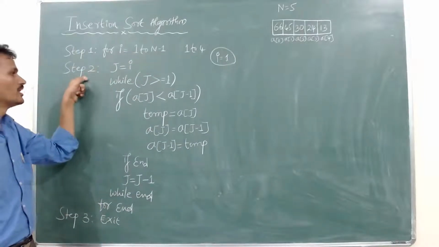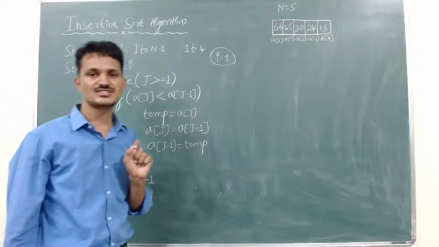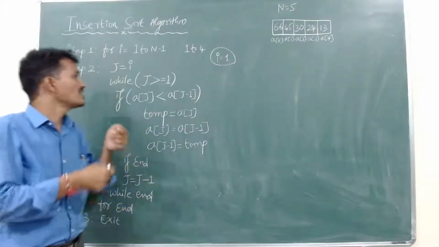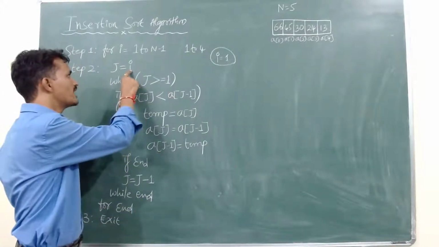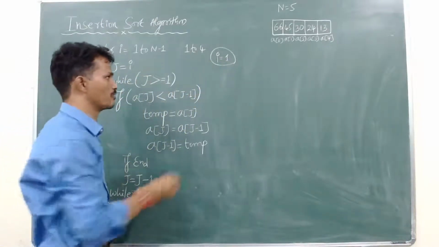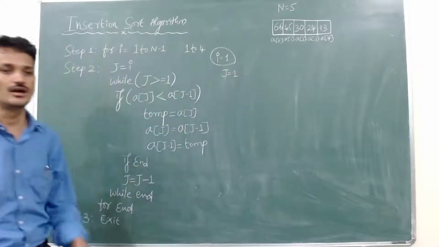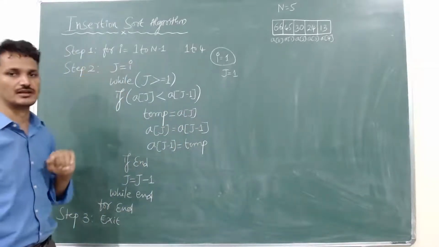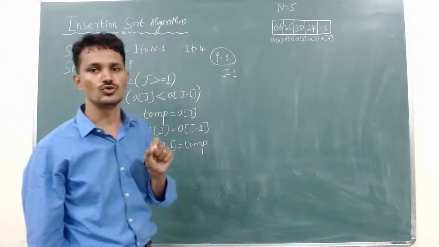Right. Then, while moving to step 2, J is equal to I. What is the value assigned to I? 1. The same value is reassigned to which variable? The J variable. Whatever value has been assigned to I, the same value will be assigned to the J variable. Do remember the value of J is equal to 1. Now I is equal to 1 and J is equal to 1.